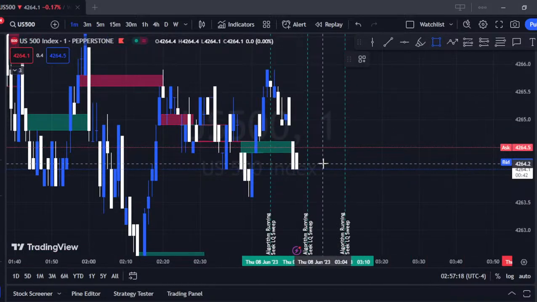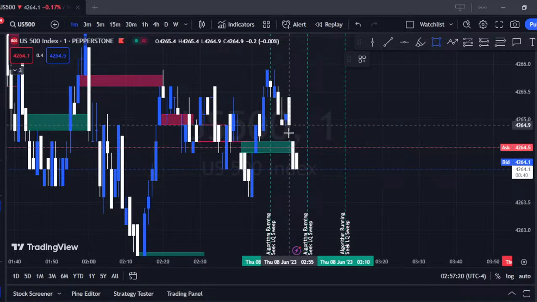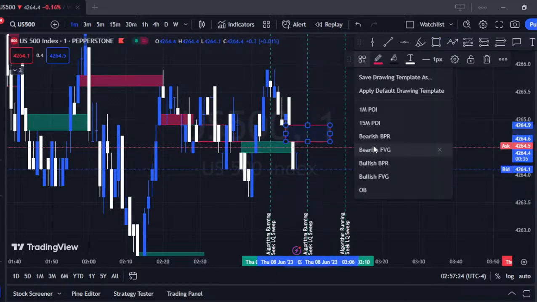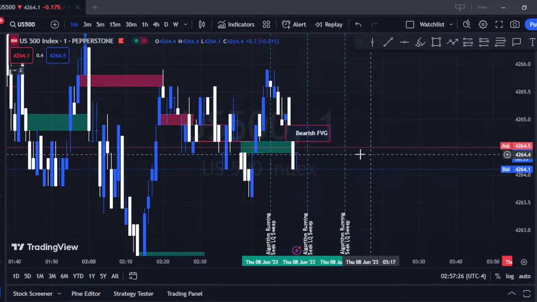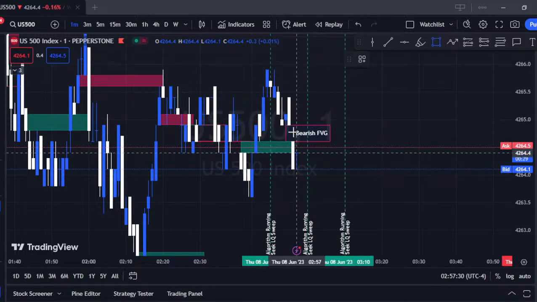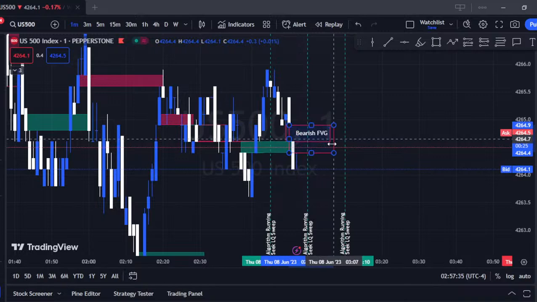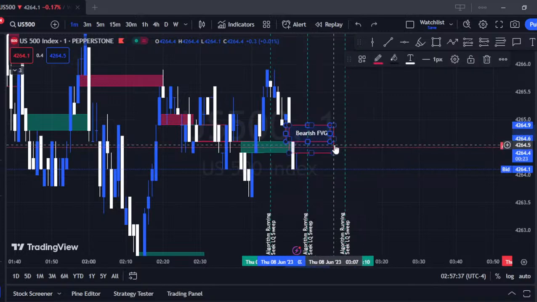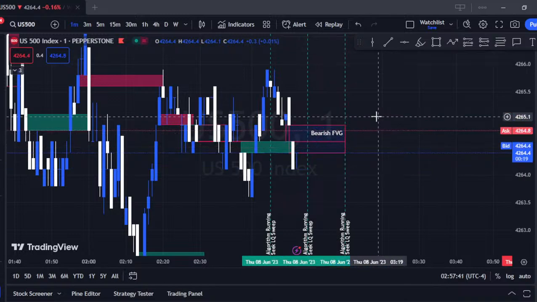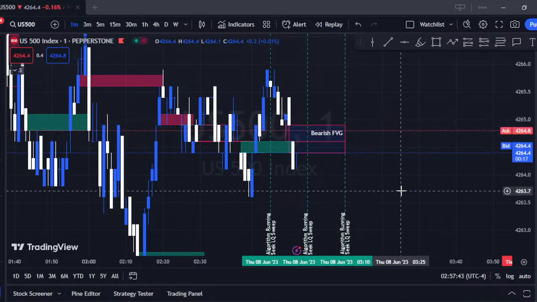So this, 1, 2, 3, is an imbalance here, a bearish FVG. 1, 2, 3. Here is also another FVG, but it's still forming, so we don't know yet.